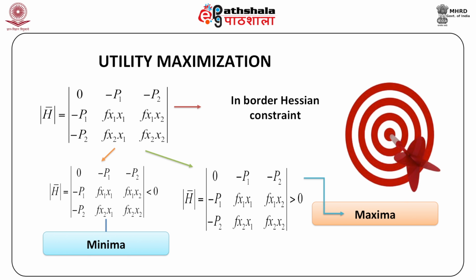To find out whether the ratio maximizes the utility or not, this may be checked by the bordered Hessian condition, in which we use the constraint as a border in the matrix as follows. The bordered Hessian is equal to the matrix with rows 0, minus P1, minus P2; minus P1, fX1X1, fX1X2; minus P2, fX2X1, fX2X2. If the bordered Hessian is less than 0, then it represents minima. If the bordered Hessian is greater than 0, then it represents maxima.